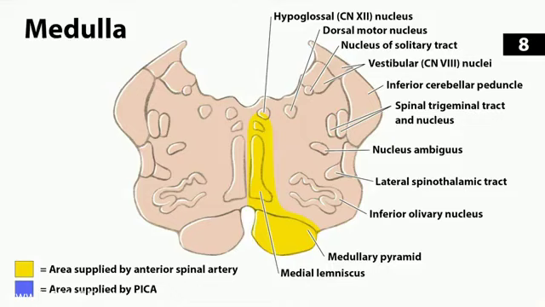And you may want to make note to remind you that the vessel involved is the anterior spinal artery, which supplies blood to those medial structures in the medulla.